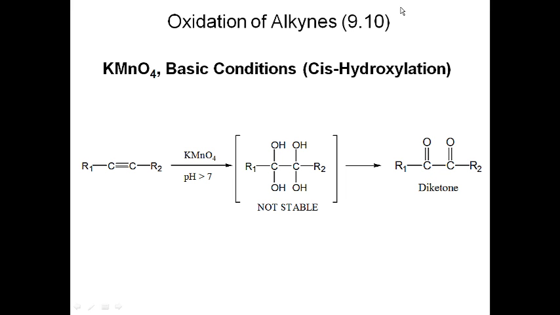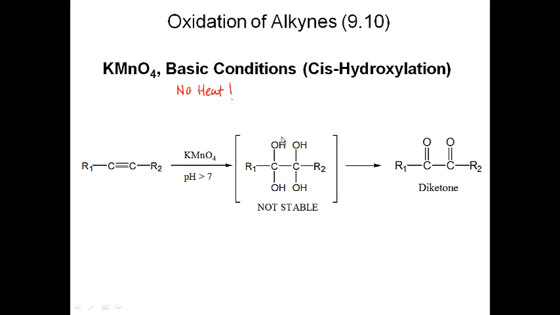What happens with KMnO4 in basic conditions, and this is a reaction with no heat? Well, we end up adding OHs to the carbon-carbon triple bond. And so we do cis hydroxylation the same way that we did cis hydroxylation on alkenes. The problem is, since there are two double bonds, we end up putting 4 OHs around this carbon. And once you put the 4 OHs around this carbon, this molecule is not stable.